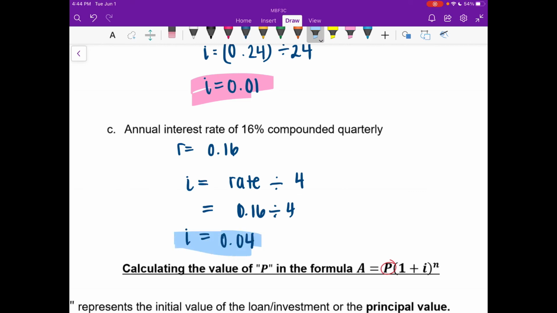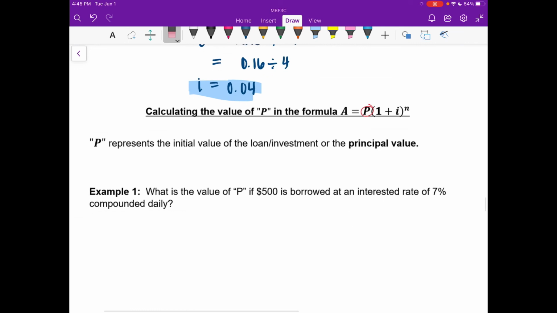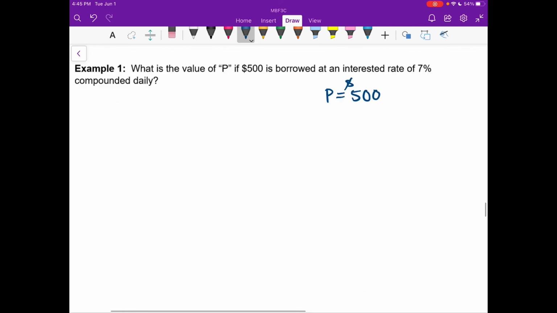So now that we know how to find I and N, right, we need to find how to find P as well. We just want to know how to find P now. So let's think about it. P represents the initial amount, just a principal amount. So when I tell you that $500 was borrowed at an interest rate of 7% compounded daily, it's the same thing as our last one. Our P value here is going to be $500, right?